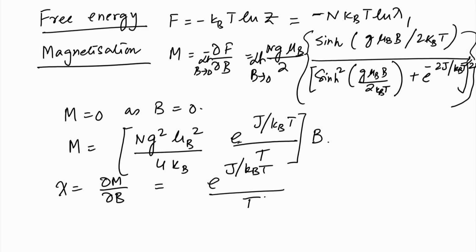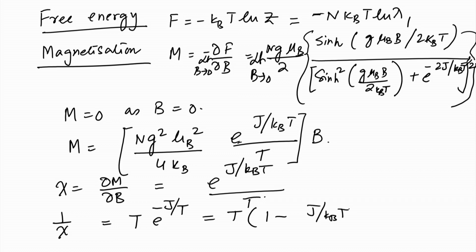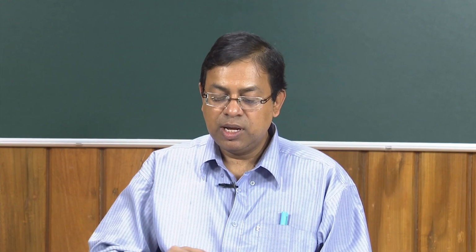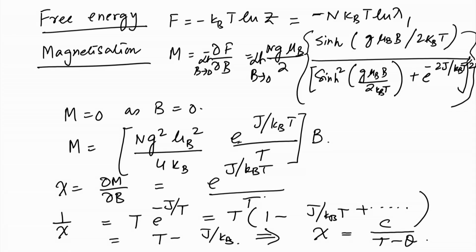And apart from this factor, 1 over chi goes as T exponential minus J by kT, which can be written as T times 1 minus J by kT. So, I have expanded the exponential and kept only the first order term, and this is equal to T minus J over k. Now, you see that this is very similar to chi equal to C divided by T minus theta. So, our intention was to derive the Curie's law from a Hamiltonian, from a calculation, and this gives the derivation of the Curie's law, where the 1 over chi looks like T minus some characteristic temperature, which is J over k, Boltzmann constant.